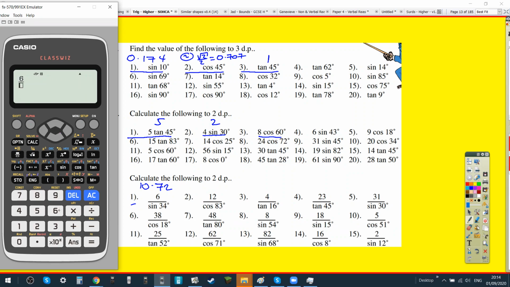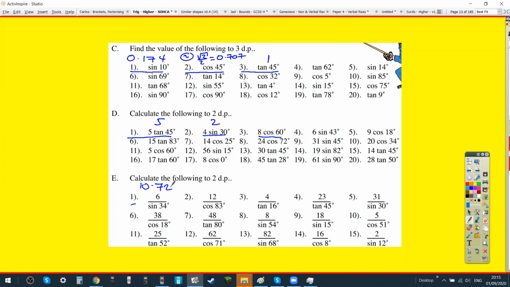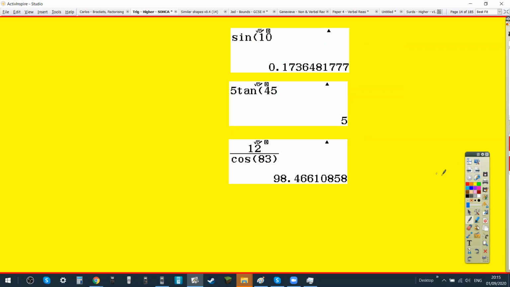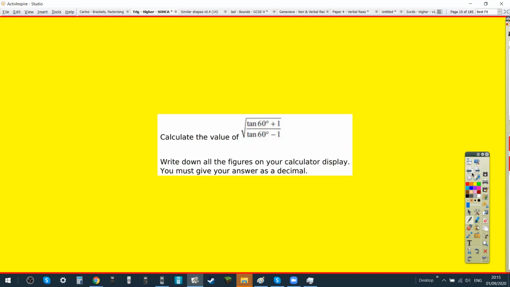And with the other ones, you can get away with not closing the bracket. But with this one, you can't. 10.7, that rounds to 10.73. Oh yeah, it's very close. Okay, those are good. Okay, calculator exam question.